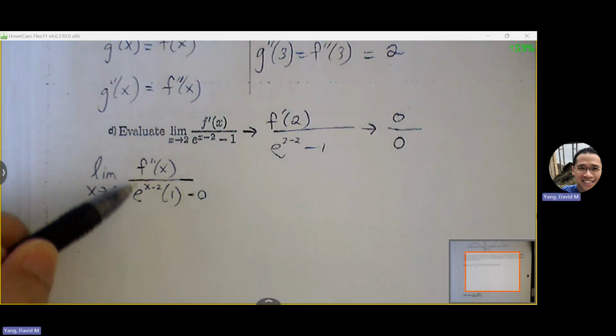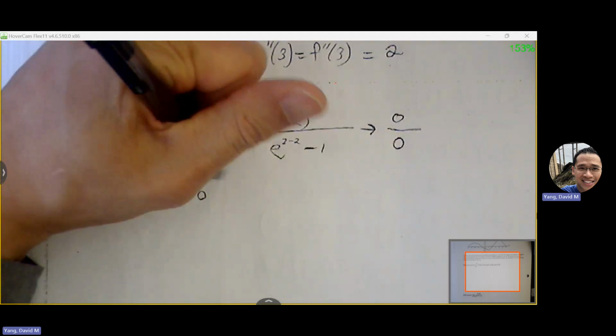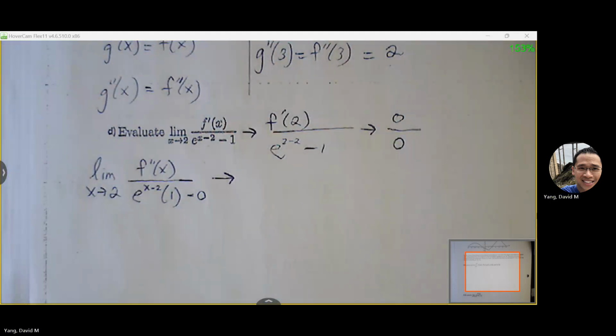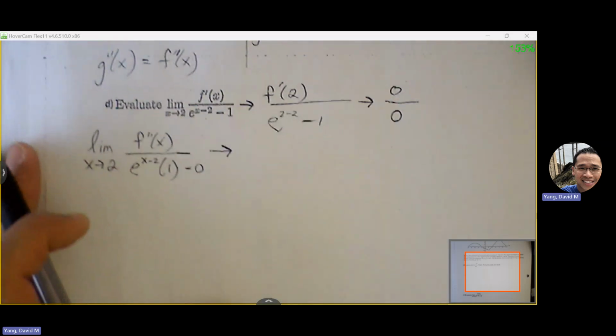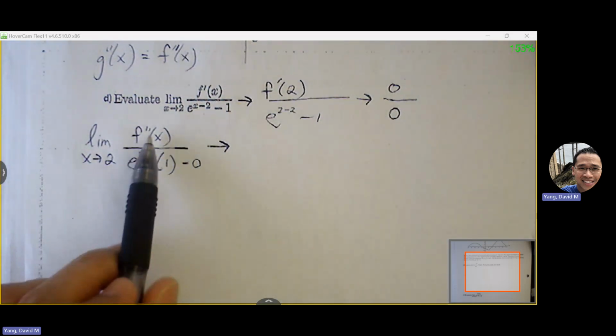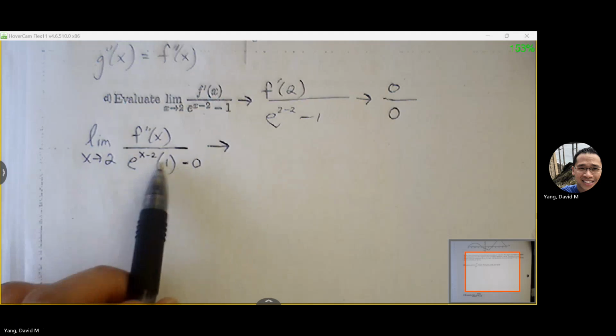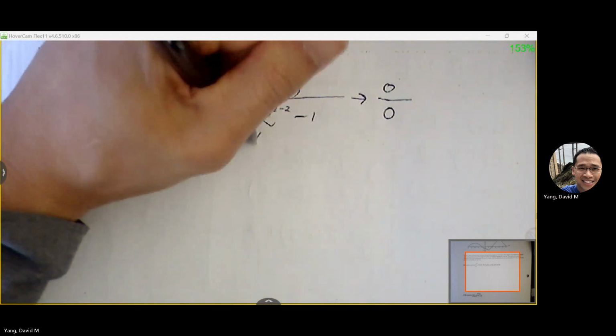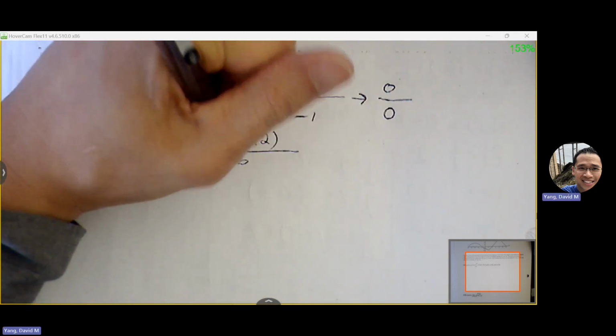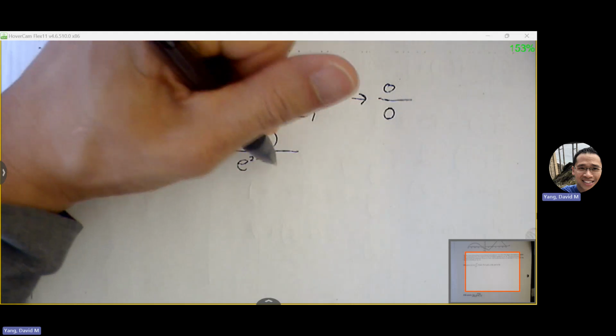So as soon as you find the derivative of the numerator and denominator, you can reevaluate, and the hope is that this will lead us down to a real number, and then hopefully we can stop and say that's our answer. So we plug into f double prime of 2 over e to the 2 minus 2.